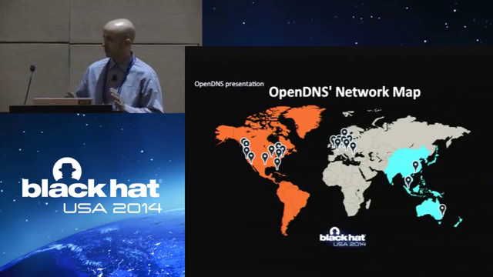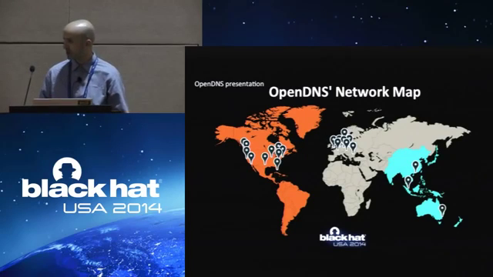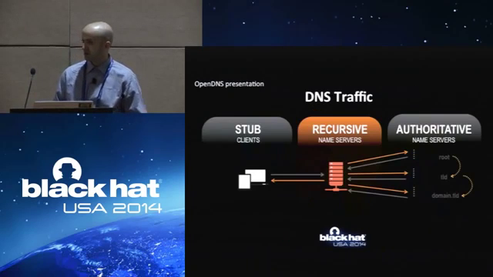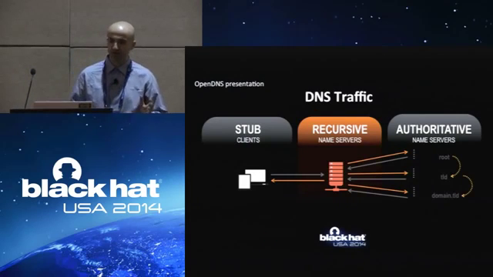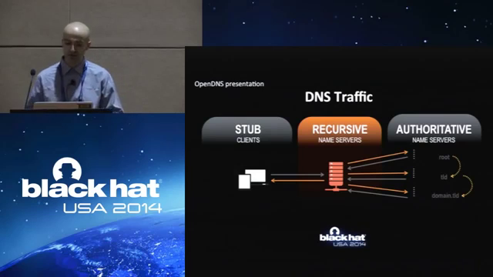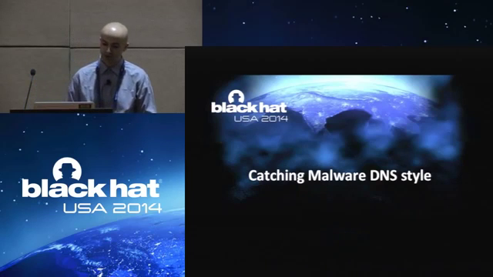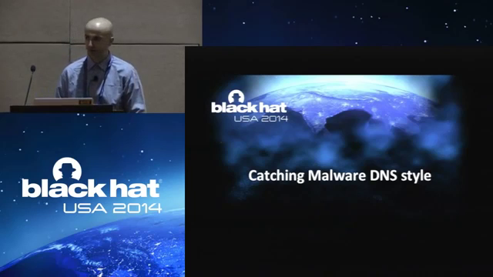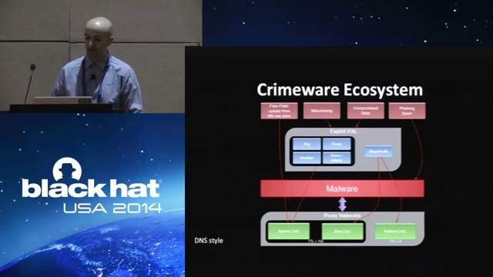So this is our OpenDNS's worldwide presence. We have 22 data centers across 4 continents. And it allows us to see a lot of traffic, mainly DNS of 2 types, recursive and authoritative. So now let's get into the main part about DNS. Before that, let's lay some foundations.